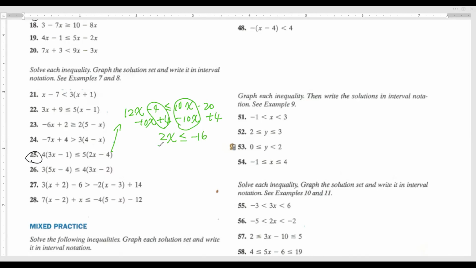Both sides divide by 2. 2 is a positive number, so we don't need to change the direction here, right? So x is less than or equal to negative 8. So it means negative infinity to negative 8. I use this one, this word. All right. It's super easy, huh? It's not a big challenge here.